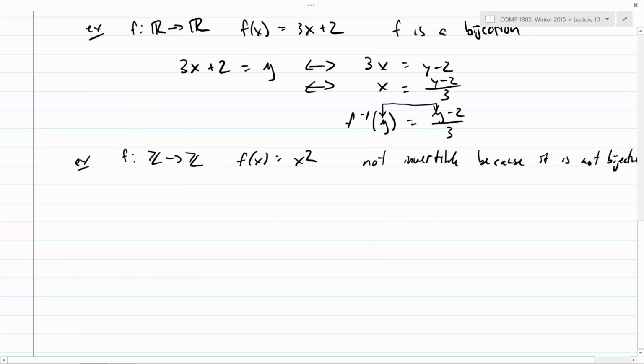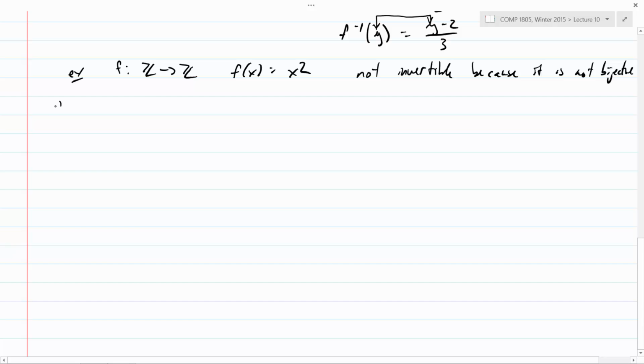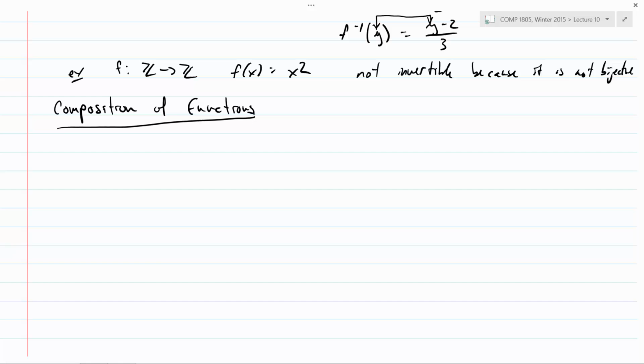All right, so the next thing I want to talk about is another thing you can do with functions, and that's the composition of functions. And if you're wondering how to do the last question on the assignment, it's this way. All right, so composition of functions. You can do things with two functions just like you can do things with two sets.